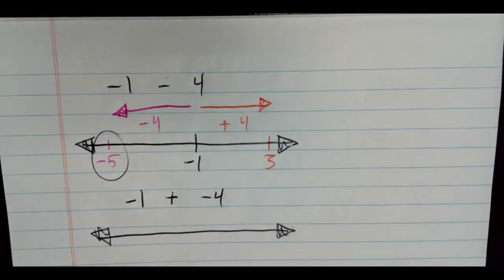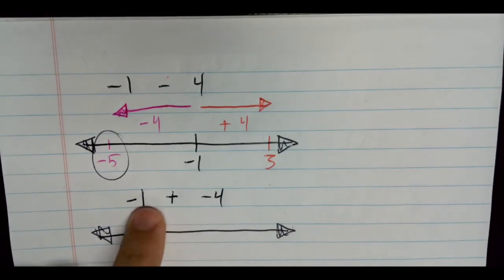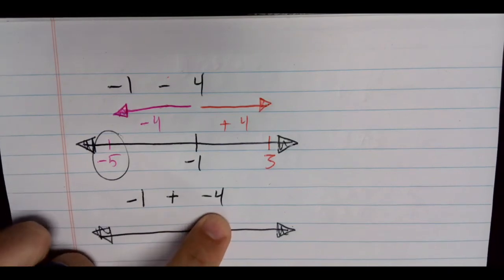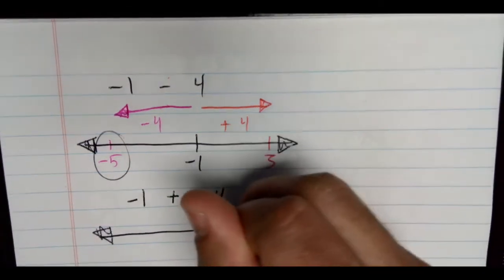You can think about negatives as debts. You owe one friend $1. You owe another friend $4. You owe a total debt of $5. And the concept of debt means a negative value. Okay? So, negative 1.